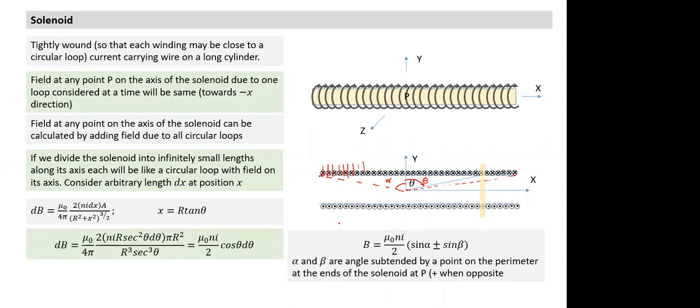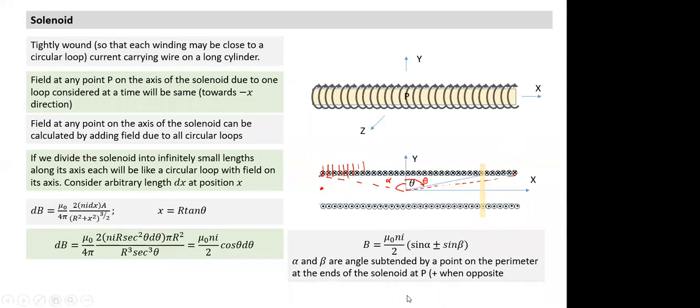Jaideep, is it clear now? Yes, sir. Every part is clear. Have you understood this part also? Yes, sir. Okay, angle and all also clear? Yes, sir. So suppose I choose a point P here. What will be angle alpha and what will be angle beta here, if it is a long solenoid?